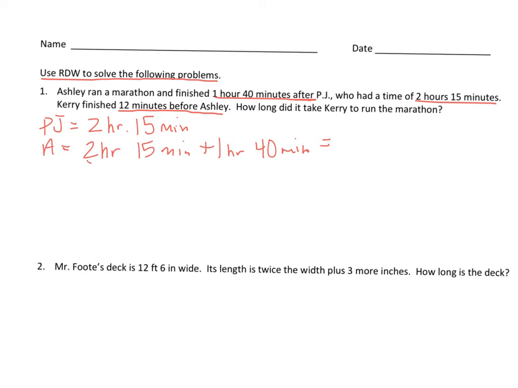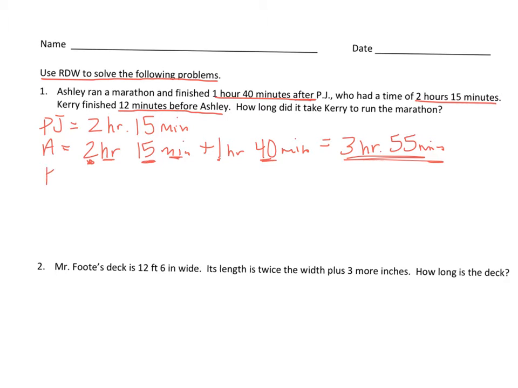2 hours, and I'm going to add common units, meaning the same units. So I have hours and I have minutes. They're different units. They all tell time, but it's like inches and feet. They're different measurements. So 2 hours and 1 hour is 3 hours. And 15 minutes and 40 minutes makes 55 minutes. And I just added those up. So that's really her time right there.